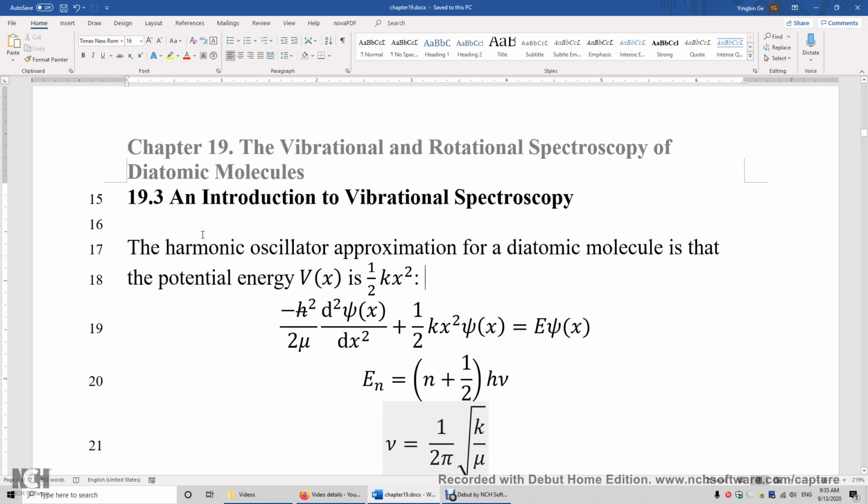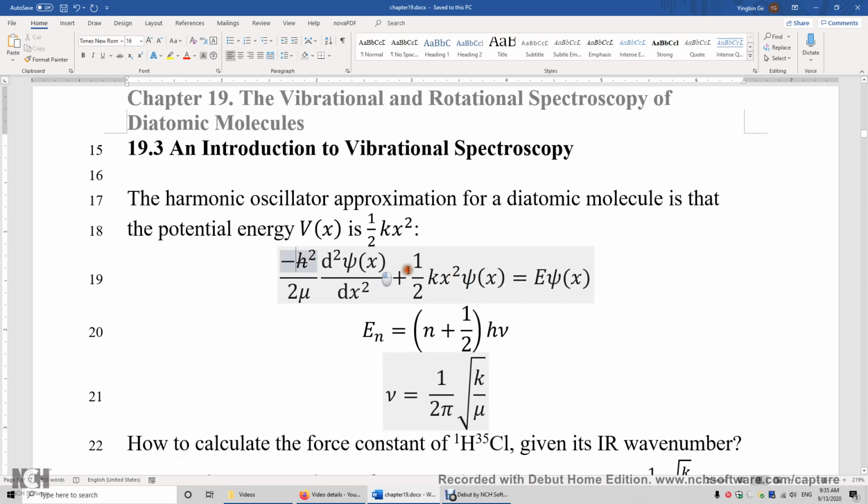Section 19.3, An Introduction to Vibrational Spectroscopy. The harmonic oscillator approximation for a diatomic molecule is this. The potential energy is equal to half kx squared. K is the force constant, assuming the bond between the two atoms is a spring, and x is the displacement of the bond distance compared to the equilibrium bond distance.